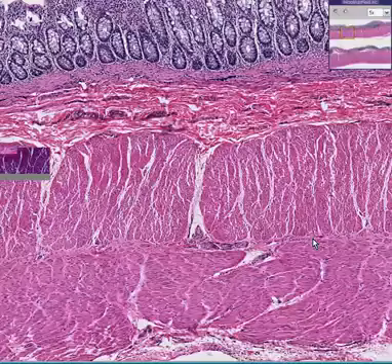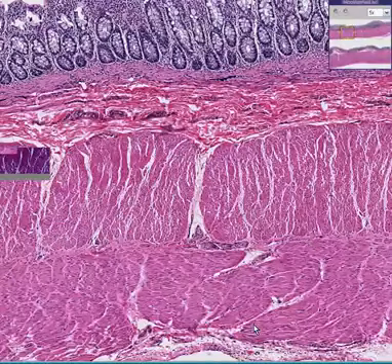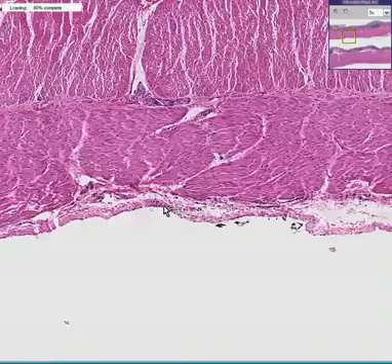You can also see in this colon, for some reason, there's a little bit of chronic inflammation there along the serosa as well.